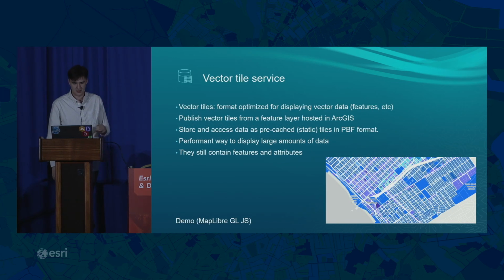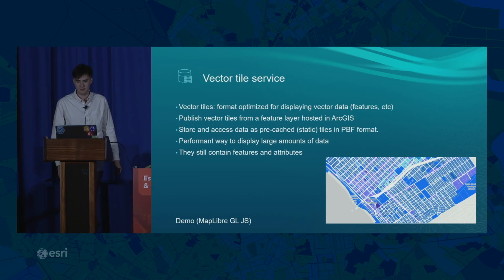So this is a type of data that has become way more popular recently. It serves data in the form of vector tiles, which stores vector data such as features, but in a tile format. And this makes them way more performant and a lot better optimized for displaying large amounts of features. You can see in the image here, we're displaying individual house parcels, I think this is, and it's performant at a scale that feature services just really can't be.